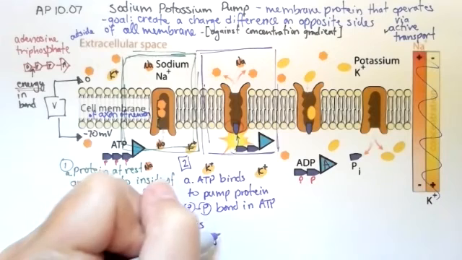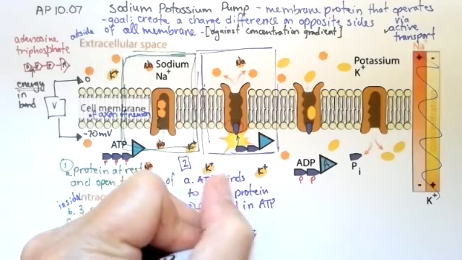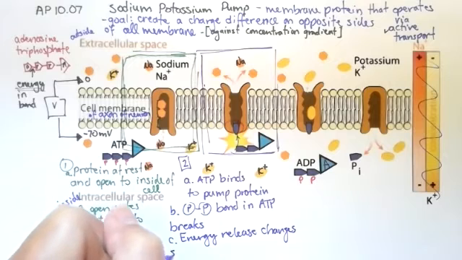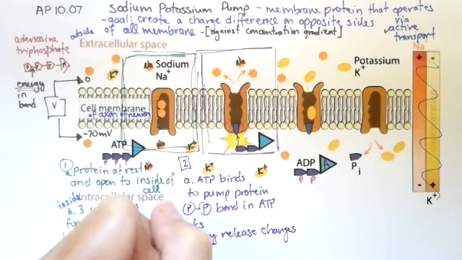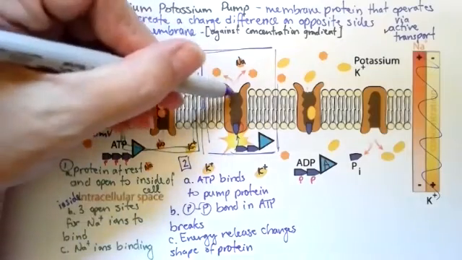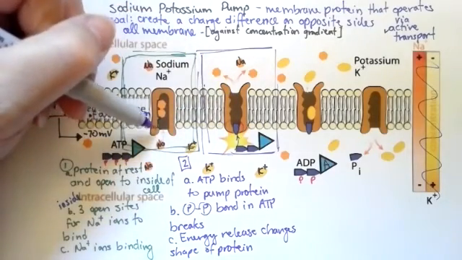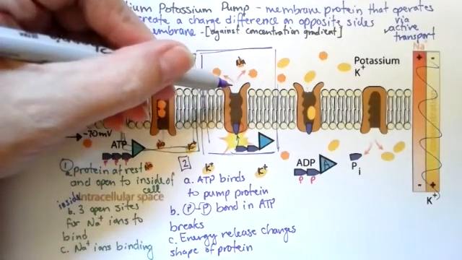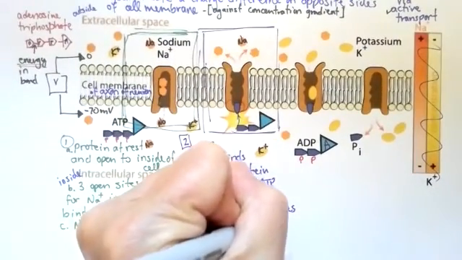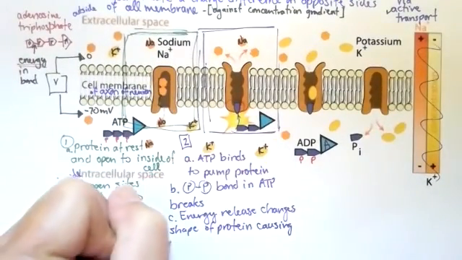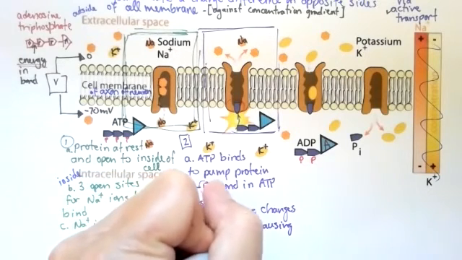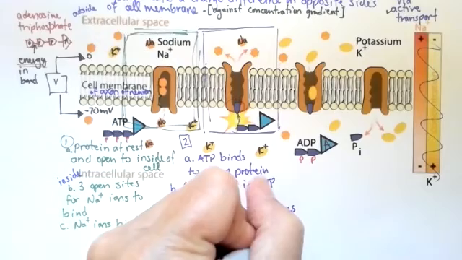So the next thing that happens is the energy release changes the shape of the protein and it causes it to open up to the outside of the cell. So here we were open to the inside, but we're using that energy change to open to the outside. To the outside of the cell.